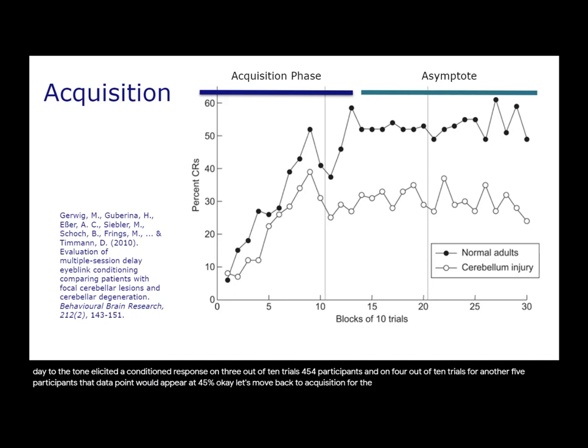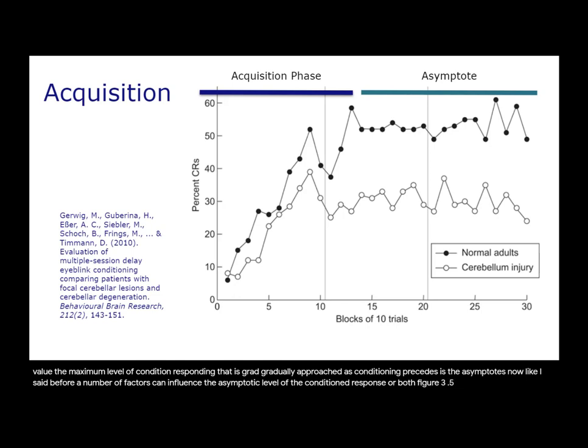For the normal or neurologically intact adults in this study, the percentage of trials with a conditioned response gradually increased until it leveled off at about 55% pretty early in day 2. This value, the maximum level of conditioned responding that is gradually approached as conditioning proceeds, is the asymptote. Now, like I said before, a number of factors can influence the length of the acquisition phase, the asymptotic level of the conditioned response, or both.